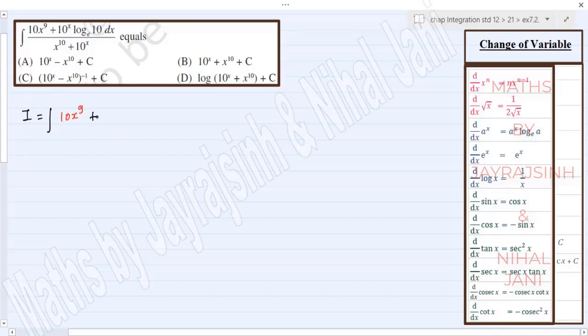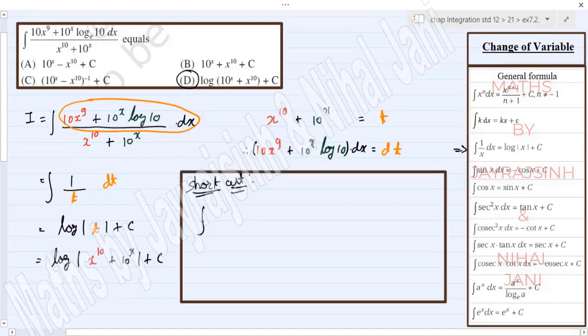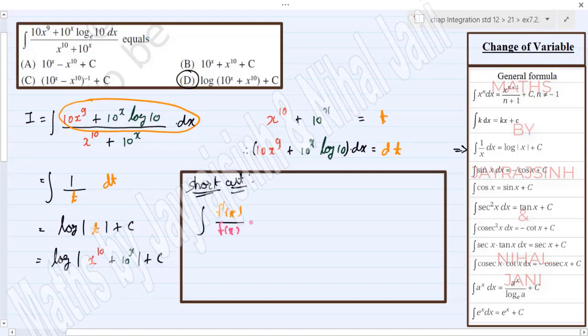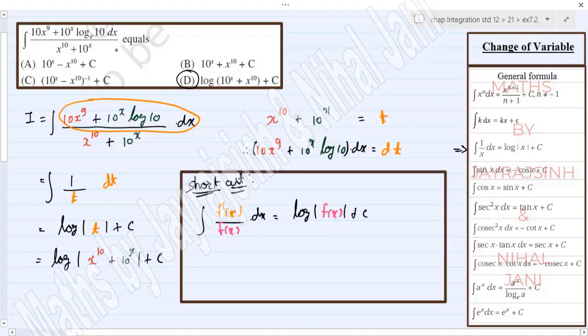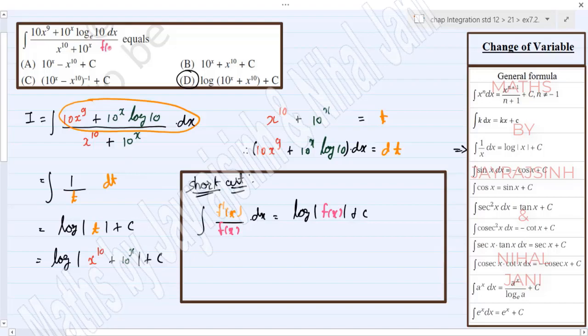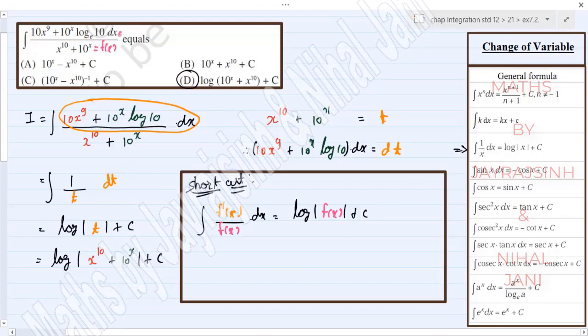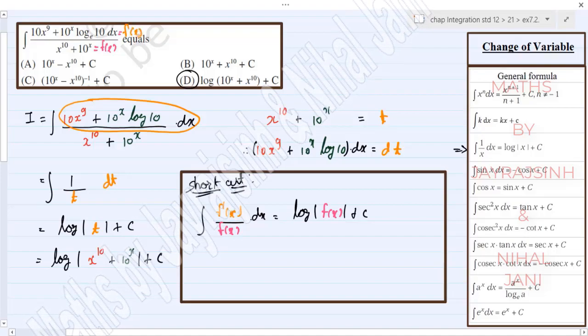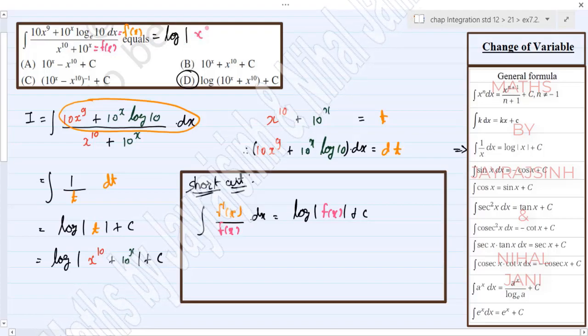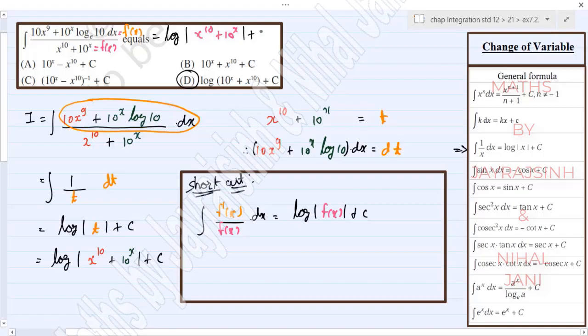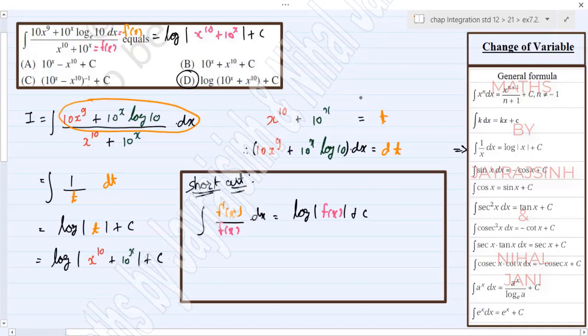Integration of (10x^9 + 10^x log 10) upon (x^10 + 10^x). Integration of f dash x upon fx is simply log mod fx plus c. Here, as you can see, if we consider the denominator as fx, then its differentiation is available in the numerator. So directly you can say the answer is log mod of your denominator, which is x^10 + 10^x plus c, which is given in option D.